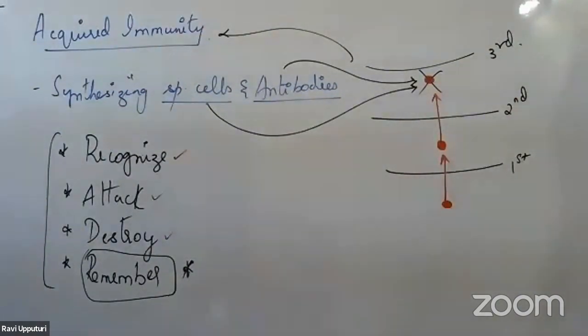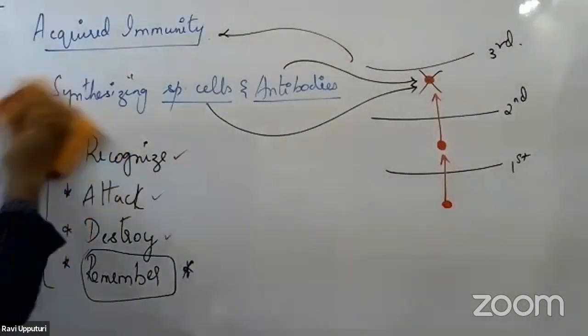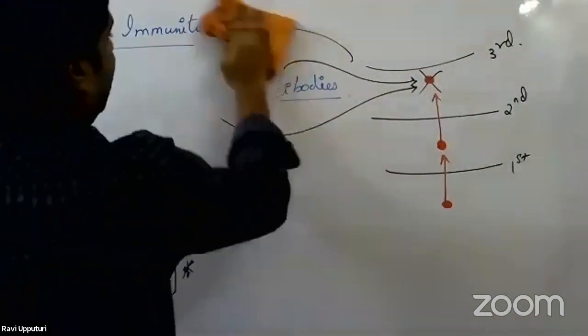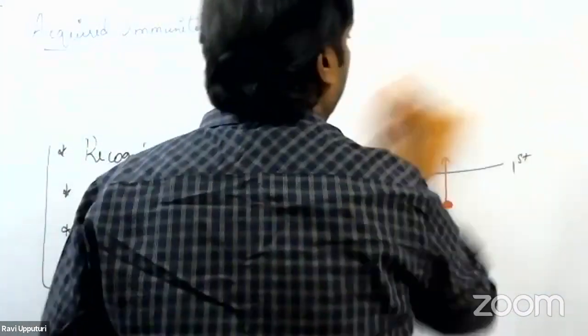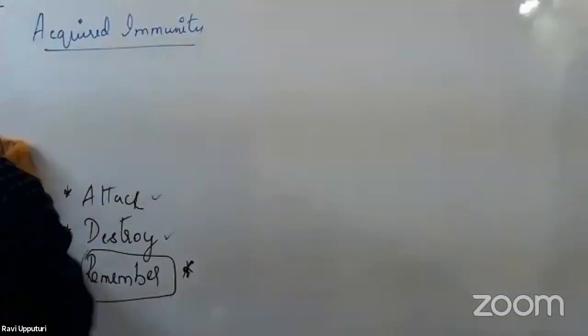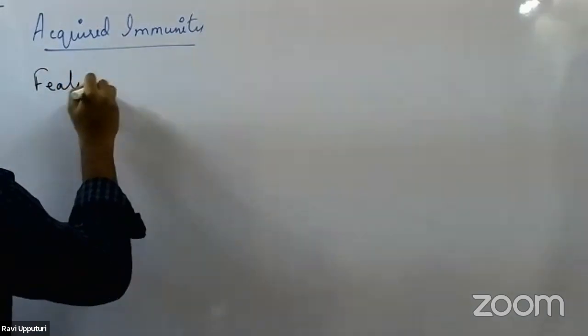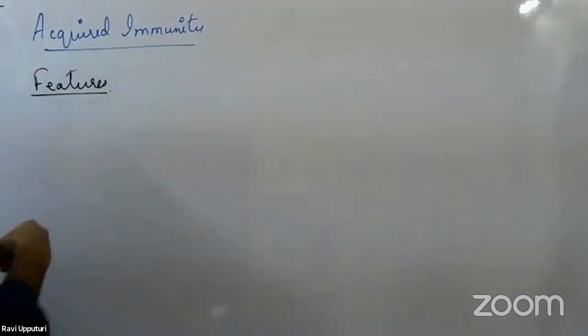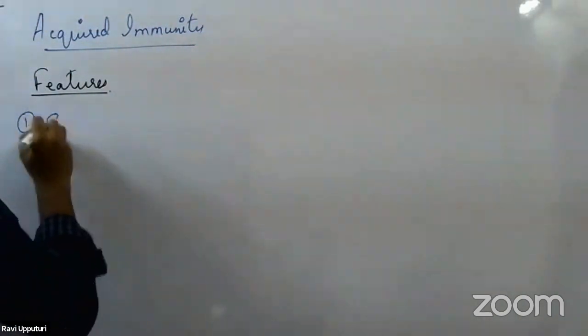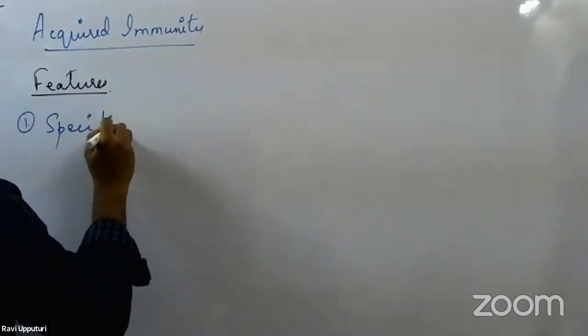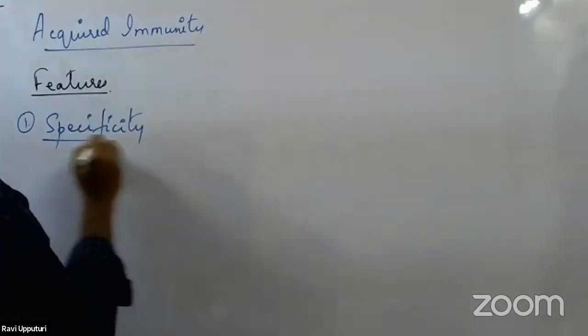Now let's take up some of the unique features of the acquired immune system. There are four specific features pertaining to the acquired immune system, so let's begin with them. The first feature we'll be talking about is specificity.